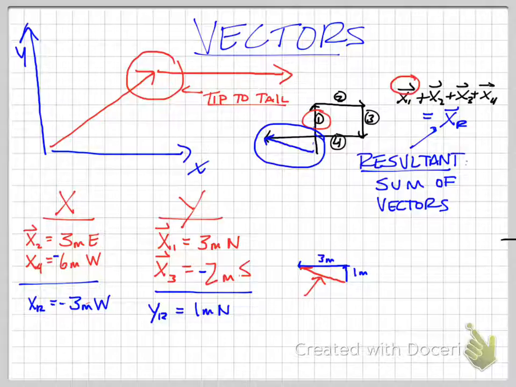So we have labels for each of these. This part of the vector here is the component of my resultant vector that's in the y direction. We call it the y component. And then over here we have our x component.